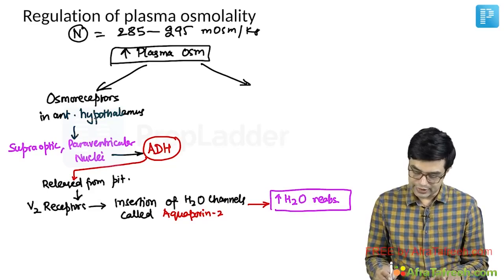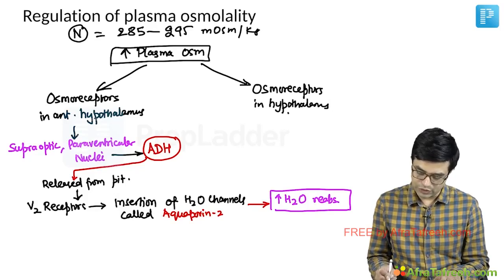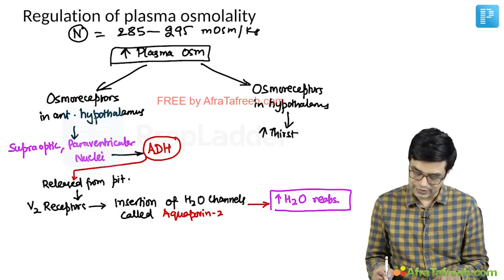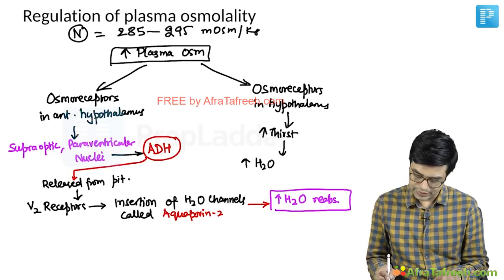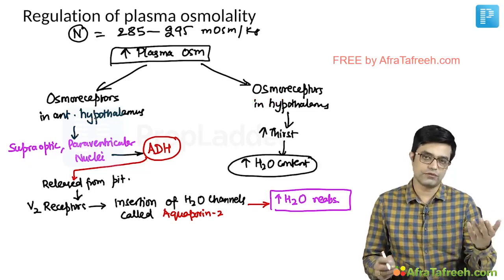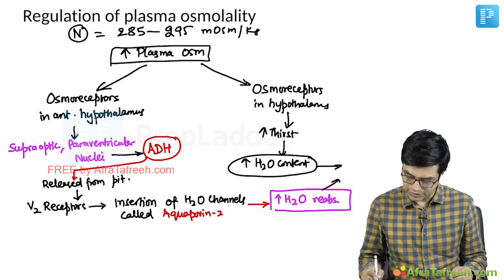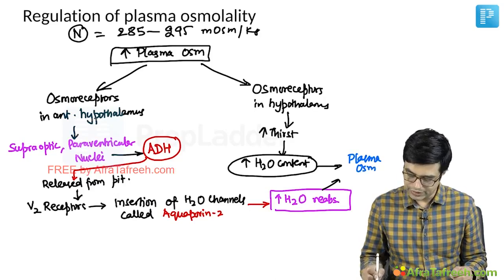In addition, there is a separate set of osmoreceptors present in the hypothalamus which control the thirst center. They will cause increased thirst. This increased thirst will lead to increased water content in the plasma. More water content will happen because of drinking more water, and the net result will be restoration. The plasma osmolarity will be normalized.